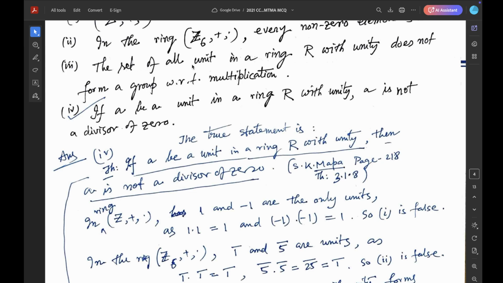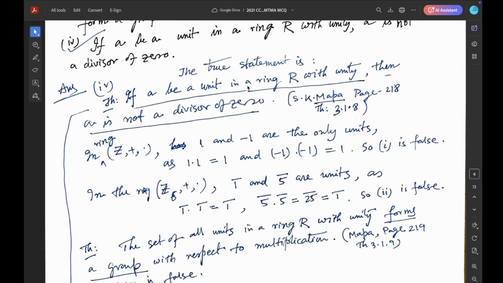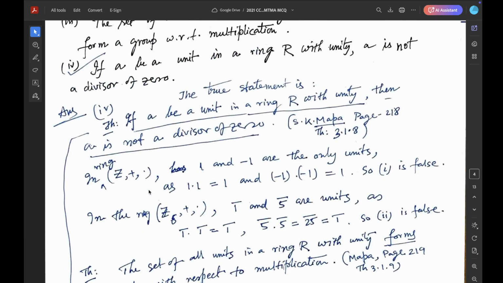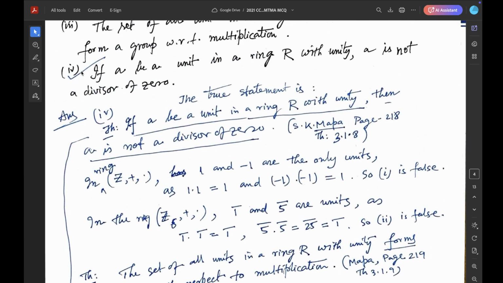Next, option 3: the set of all units in a ring R with unity does not form a group with respect to multiplication. Now we have a theorem that the set of all units in a ring R with unity forms a group with respect to multiplication. Consult the book, page 219, theorem 3.1.9. So option 3 is also false. So the correct option is only 4: if A is a unit in a ring R with unity, then A is not a divisor of 0.